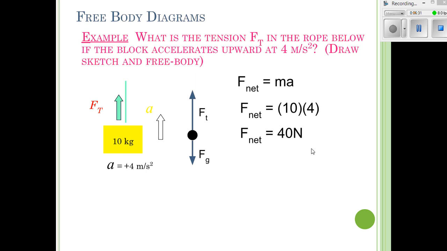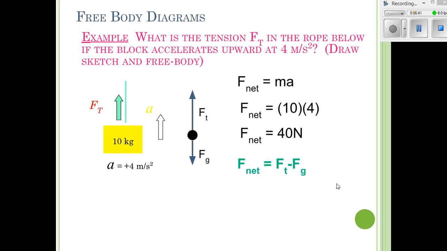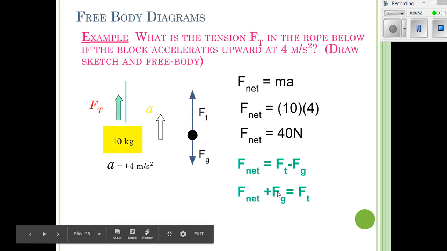So I also have to remember that net force is the sum of the forces. Or in this case, since gravity is pointing downward, the force of the tension minus the force of gravity, since they're opposite. But I'm looking for force of tension, so I need to get it by itself, so I add the force of gravity to either side. Net force plus force of gravity equals the force of tension.